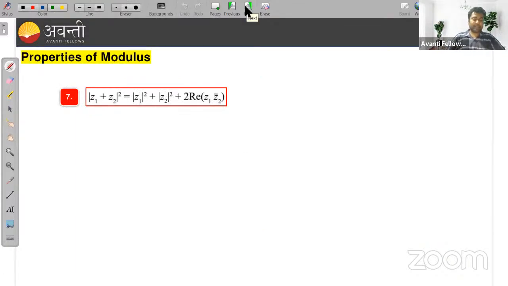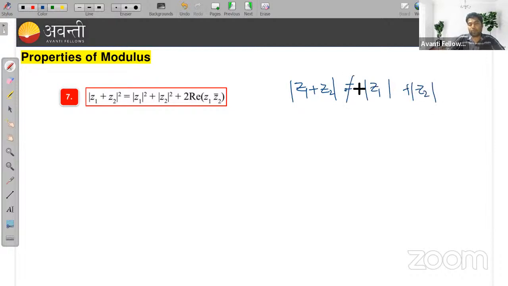The seventh property, what is it saying? Remember, this is important. It is useful also. Right? So it is saying that the square of the modulus of Z1 plus Z2 is equal to mod Z1 square plus mod Z2 square plus 2 into real of Z1 into Z2 bar. So don't think that the modulus of Z1 plus Z2 is equal to the modulus of Z1 plus the modulus of Z2. It is not equal. Okay, it's not true actually.